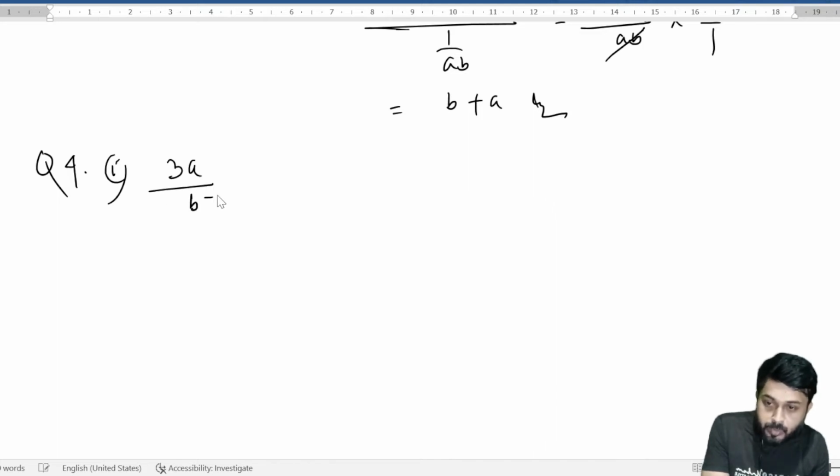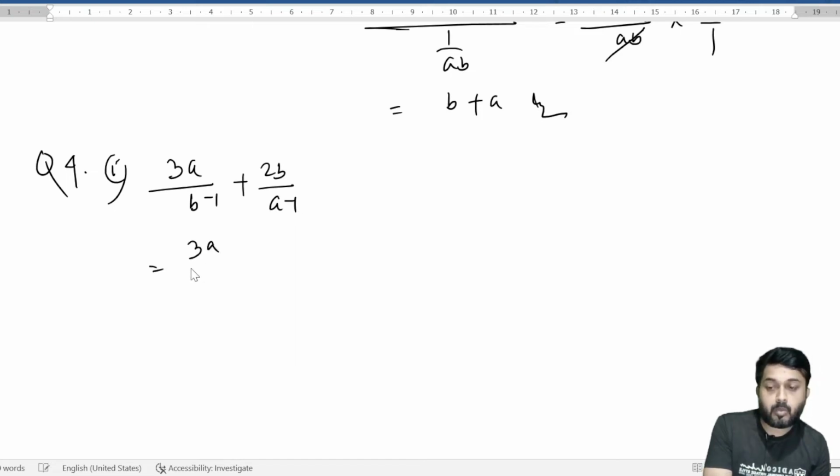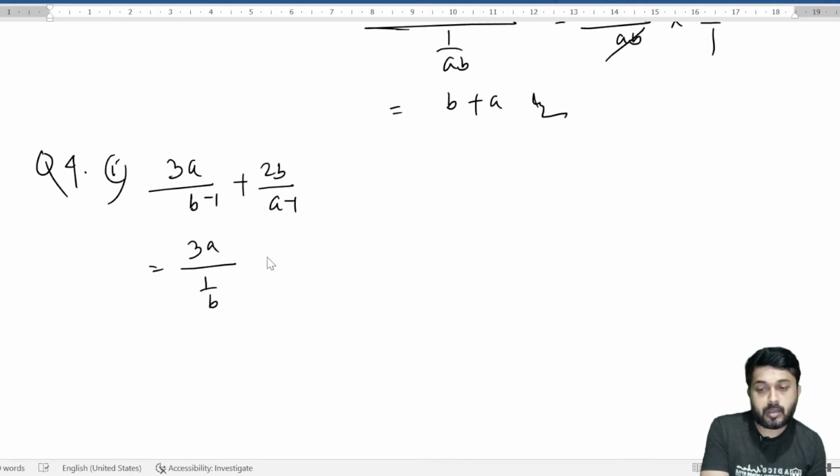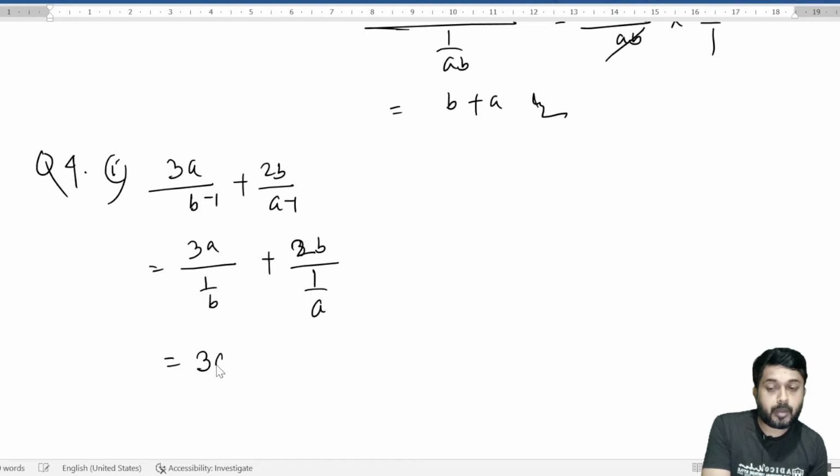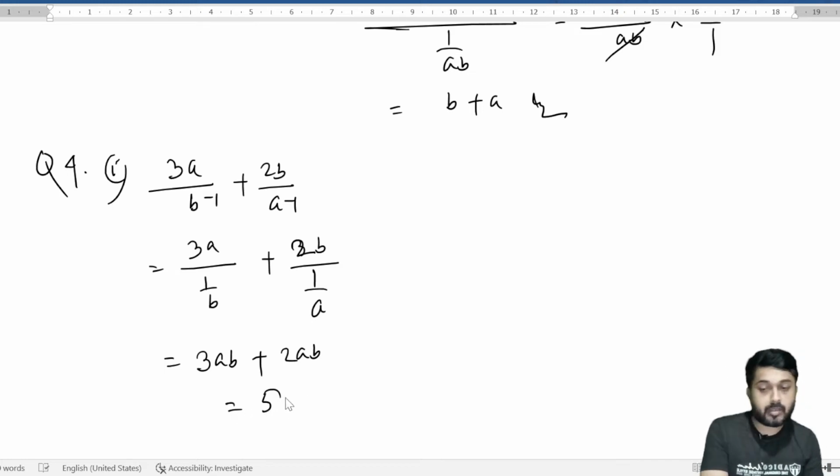3a by b to the power minus 1 plus 2b by a to the power minus 1. b to the power minus 1, what does that mean? 1 by b to the power plus 1, right? 2b by a to the power minus 1, what does that mean? 1 by a to the power plus 1. 3a multiplied by b, 3ab has come here. 2b multiplied by a, 2ab has come here. So all that is coming out as the answer is 5ab.